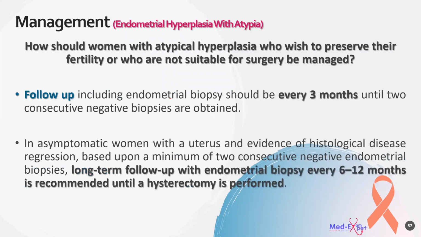How are we going to follow up patients with endometrial hyperplasia with atypia who will go for medical treatment? Here, the intervals will be every 3 months. For without atypia, it will be every 6 months. Here, it will be every 3 months until 2 consecutive negative biopsies are obtained. And then we are going to do long-term follow-up in all cases every 6 to 12 months until a hysterectomy is performed.